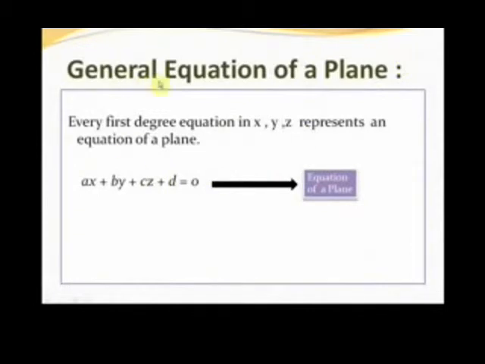Now let's see the general equation of any plane. Every first degree equation in x, y, z represents the equation of a plane. For example, ax + by + cz + d = 0 represents a general equation of a plane. So if we are to write the general equation of any plane, we write it as ax + by + cz + d = 0.